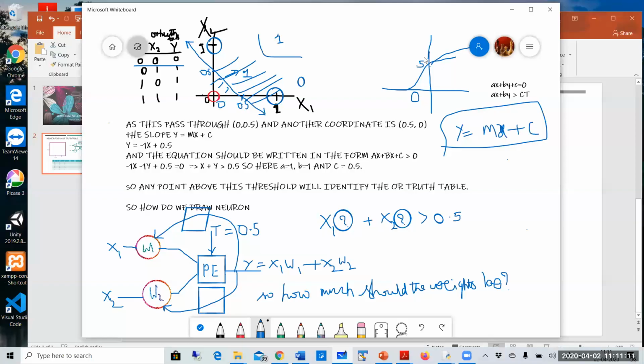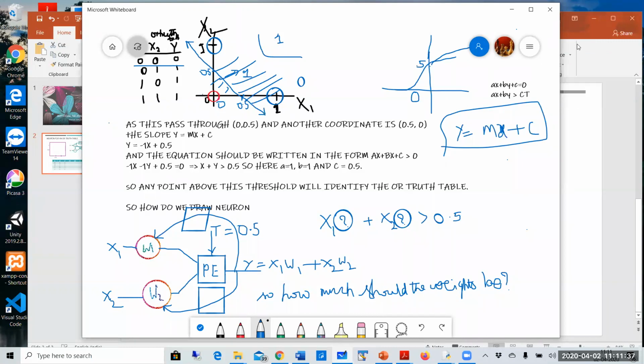So we are trying to do the OR truth table. The inputs 0 0 give output 0, 0 1 gives 1, 1 0 gives 1, and 1 1 gives 1. For that I wrote an equation related to this truth table.